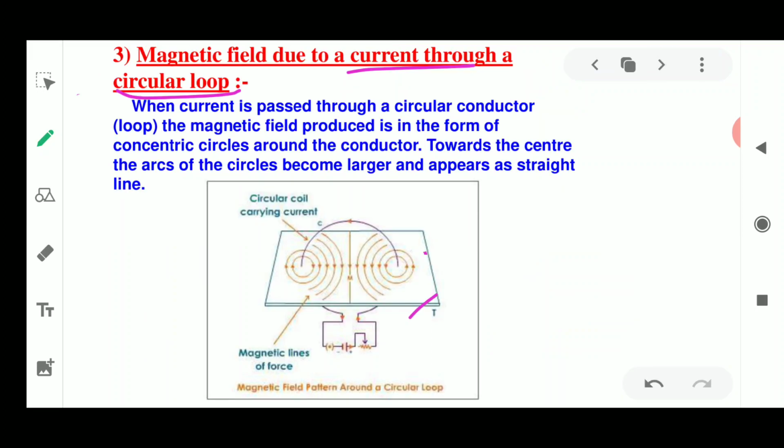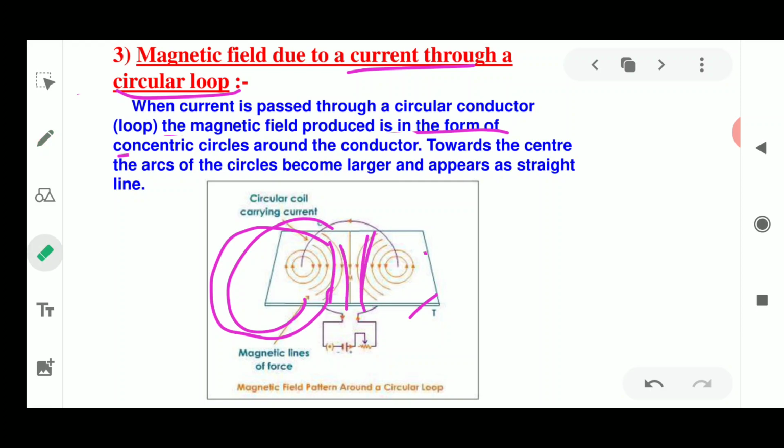So when a current is passed through a circular conductor or loop, the magnetic field which is produced is in the form of concentric circles around the conductor towards the center. Now what is regarding the center? Here in the center, the magnetic field is very large, the circle becomes very large, so it is going to go out from this cardboard. So no iron filings could run and come out from this region. It is going to form a straight line. It appears to form a straight line.